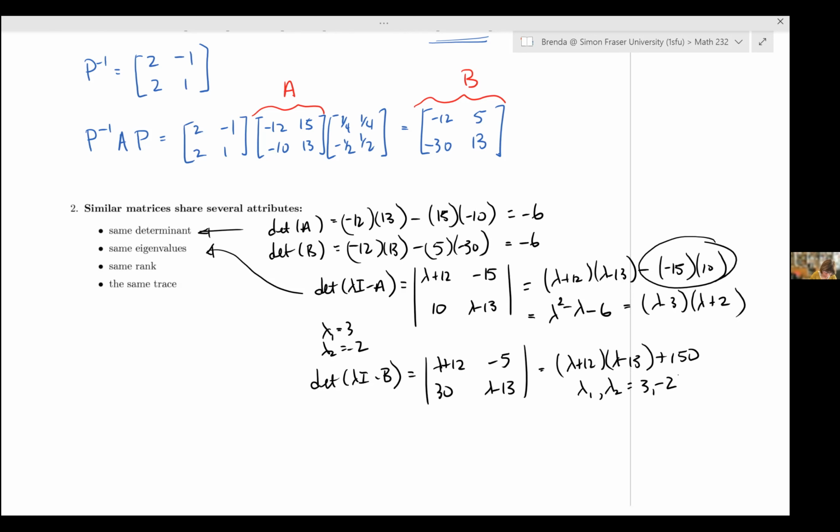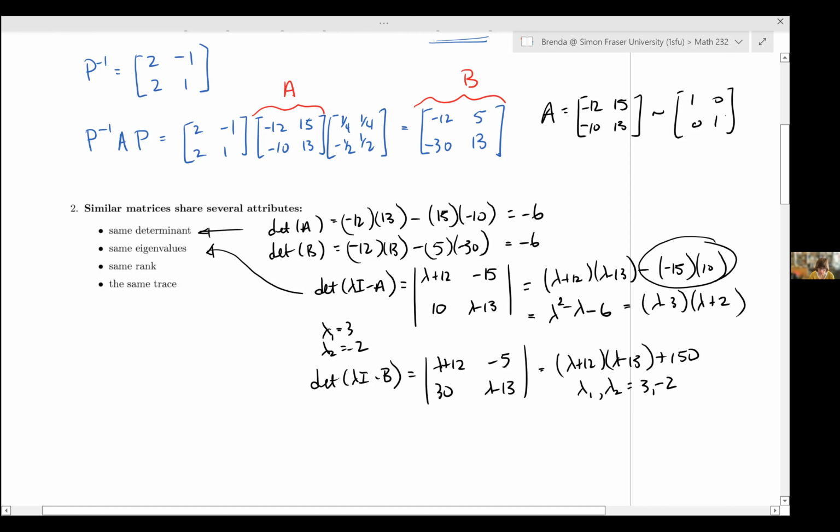So how would I find the rank? Well, I would simply take matrix A and row reduce. So I have 12, 15, minus 10, 13. So I row reduce like that, and that row reduces to the identity matrix. It's got a rank of 2. A has a rank of 2.